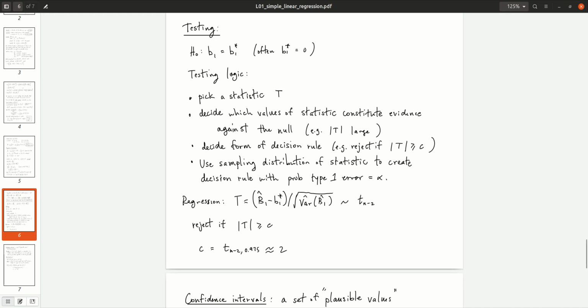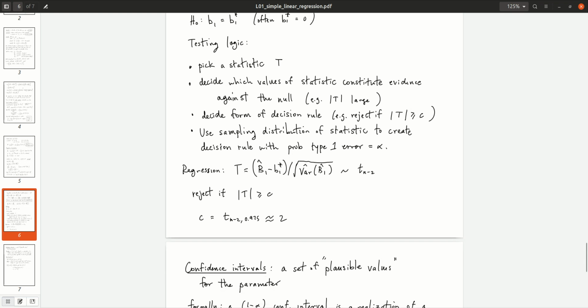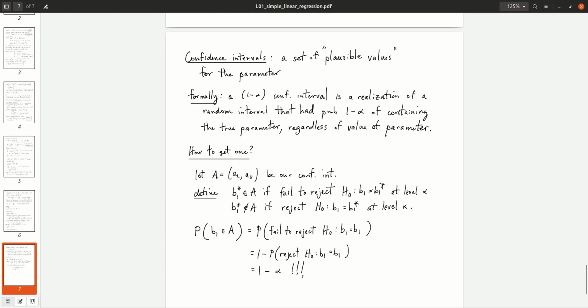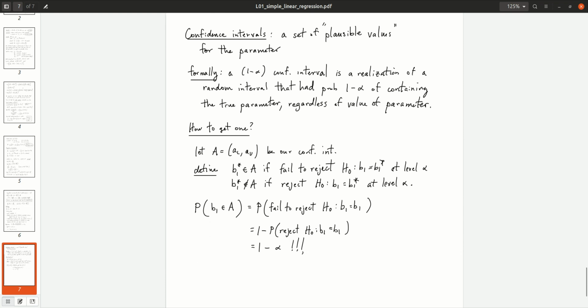Now, one thing to note is that the square root of the estimate of the variance is often called the standard error. So standard error is just the square root of a variance. So you've probably seen this formula before as B1 hat minus B1 star divided by the standard error of B1 hat. Okay, the last topic I want to cover is a confidence interval.